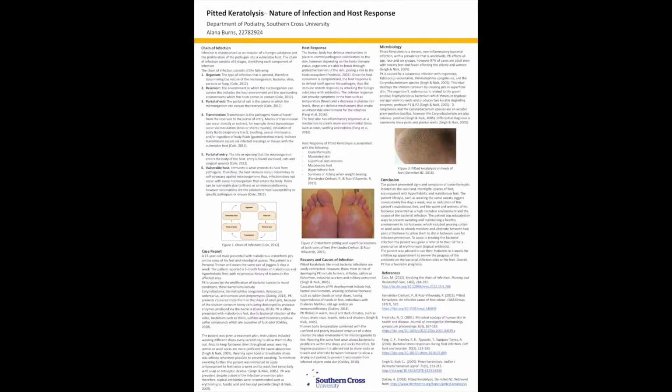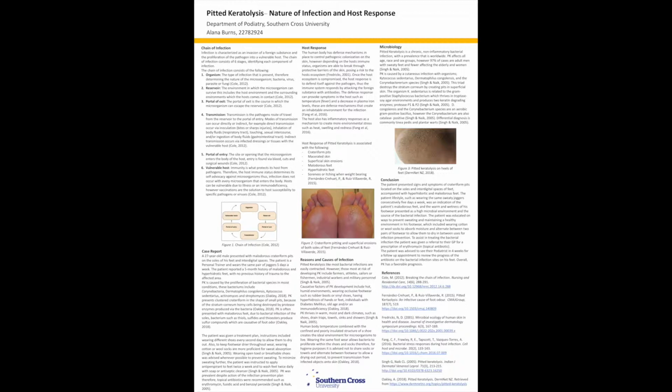Stage 5. Portal of entry. The site or opening that the microorganism enters the body of the host. Entry is found via blood, cuts, and surgical wounds. Stage 6. Vulnerable host. Immunity is what protects its host from pathogens. Therefore, the host's immune status determines its self-advocacy against microorganisms.